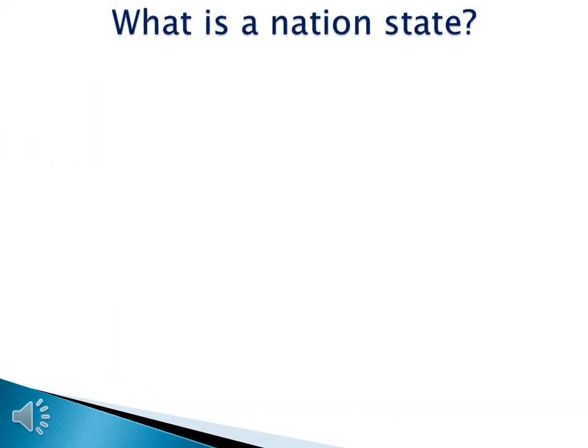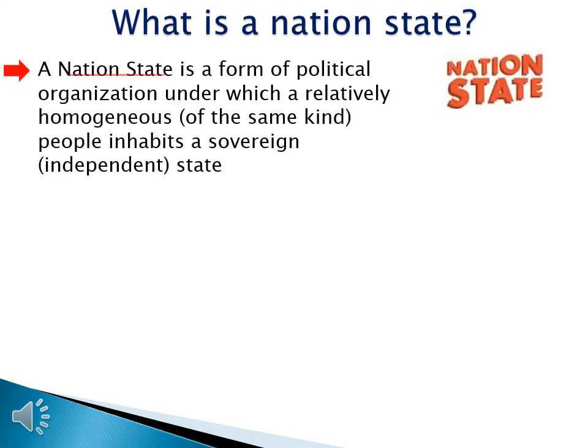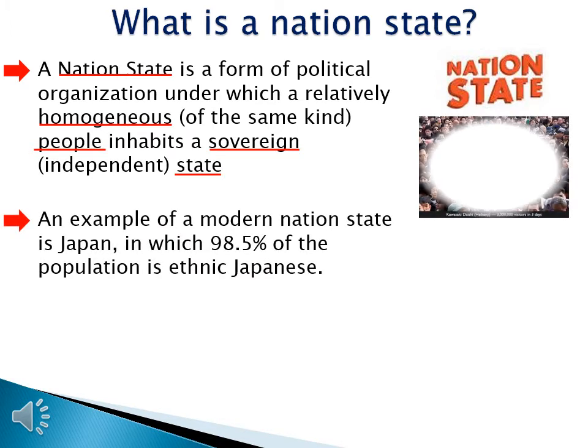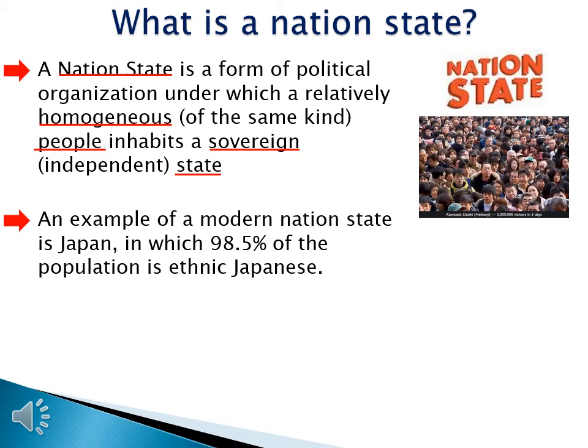So why do countries like Great Britain have a monarchy while countries like the United States do not? Well, it all depends on whether or not you're living in a nation state. A nation state is a form of political organization under which a relatively homogeneous, or of the same kind of people, inhabits a sovereign or independent state. In other words, you live in an independent nation where almost everybody is of the same type of people. An example of a modern nation state is Japan, in which 98.5% of the population is ethnic Japanese.